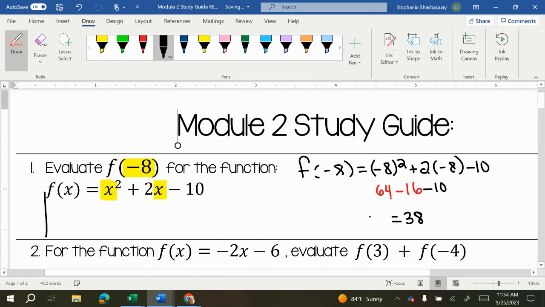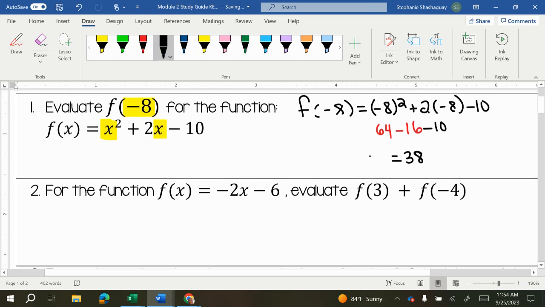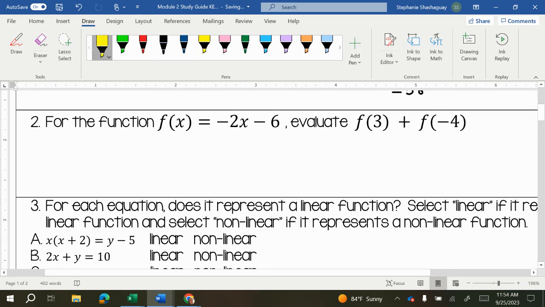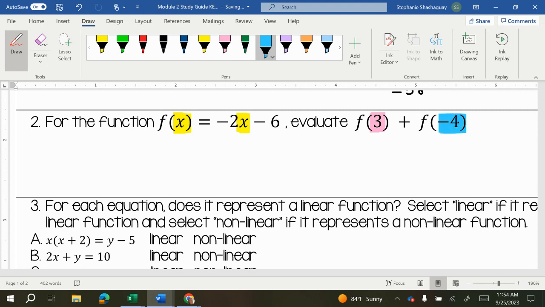So moving on to the next question, let's try this again. So now we have f of x is equal to -2x minus 6. So anywhere I have an x, I'm going to plug in the input value. Now here I have two different input values, so I have to evaluate this function 2 times. So first I have to evaluate it for f of 3. So f of 3 is going to be -2 times 3 minus 6.